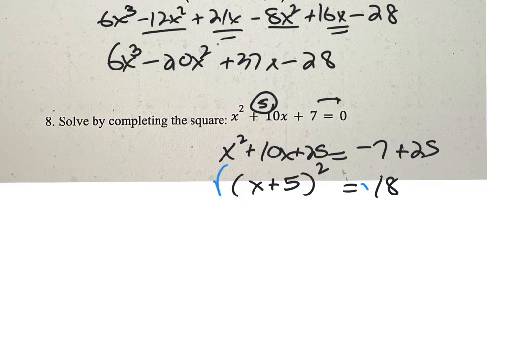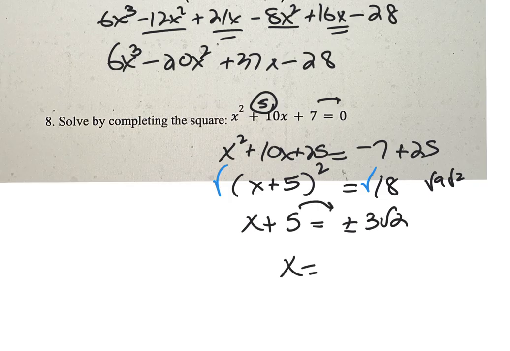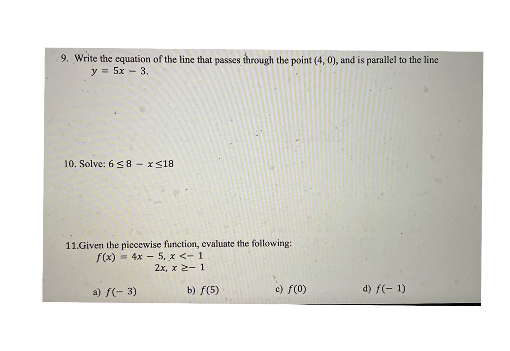Next step is we're going to take the square root of each side. If I take the square root to the left, the square just goes away. On the right-hand side, don't forget your plus or minus sign. You can break down 18 with a 9 and a 2. Square root of 9 is 3. Don't forget your square root of 2. One more step to get x by itself. Move the 5 over, get negative 5, plus or minus 3 root 2. There's number 8.